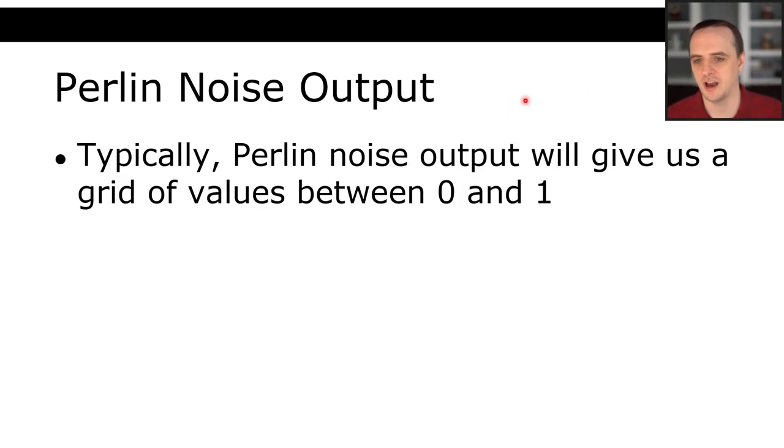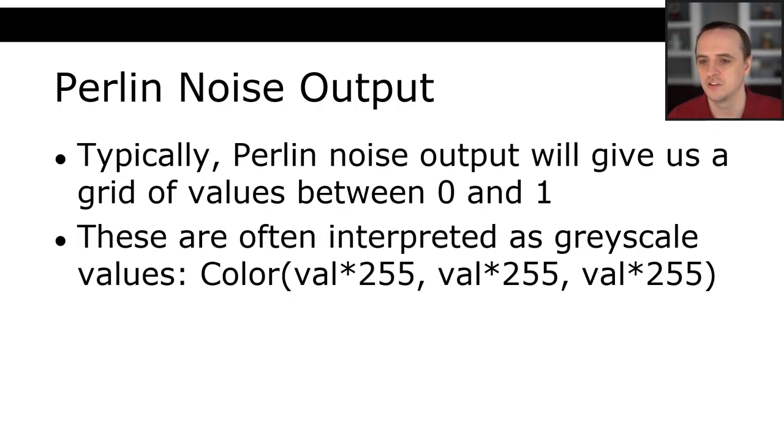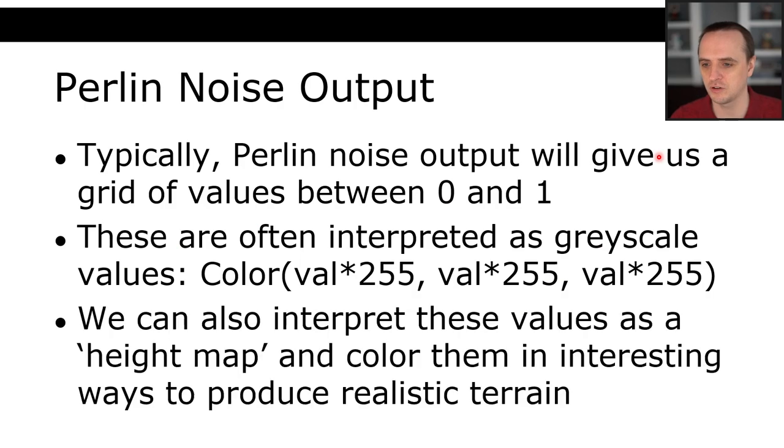So the Perlin noise output, typically Perlin noise is going to give us a grid of values between 0 and 1. So these are often interpreted as grayscale values, right? So if you want to plot that on your screen, you can just say, okay, I'm going to create a color. If your color space is between 0 and 255 and your output is between 0 and 1, you just multiply that by 255 and set it to R, G, and B, and now you've got a grayscale color space, okay? So that's how you might create a grayscale texture with Perlin noise.